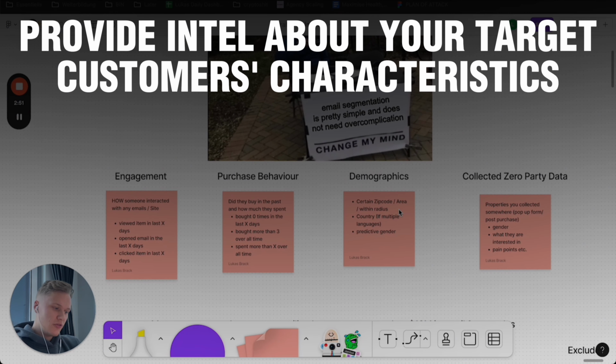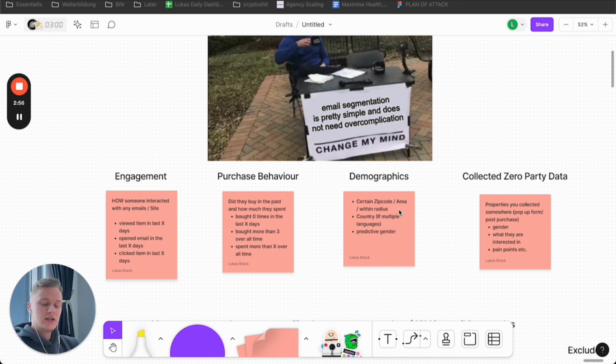Demographics are usually not that commonly used. Within Klaviyo, you can pick a certain zip code or area, and you can also do a radius. For example, you have an event and you want to target everyone within 100 kilometers of, say, Los Angeles. You select Los Angeles and then do a 100 kilometer radius, 100 miles, and that way you have that area, and Klaviyo pulls all the data that it has.